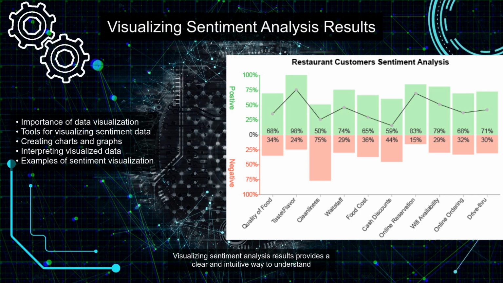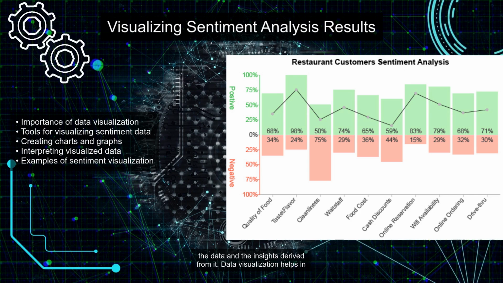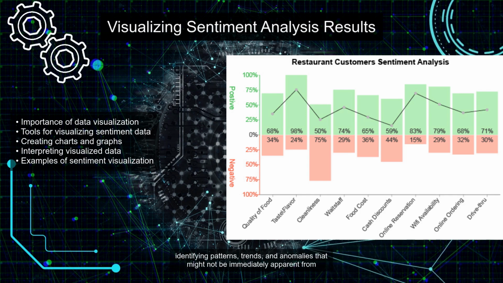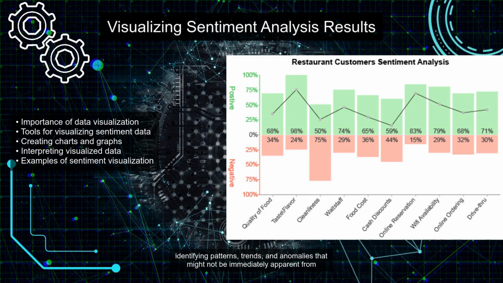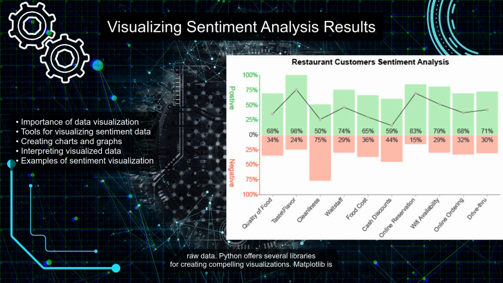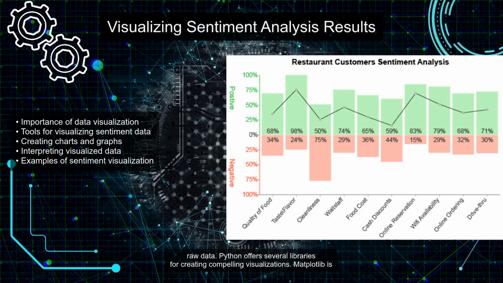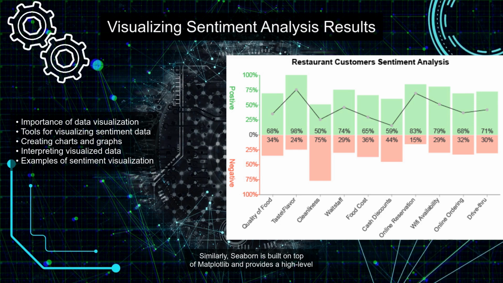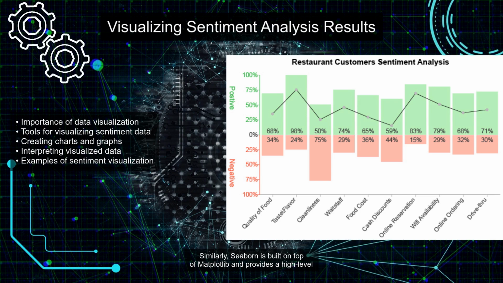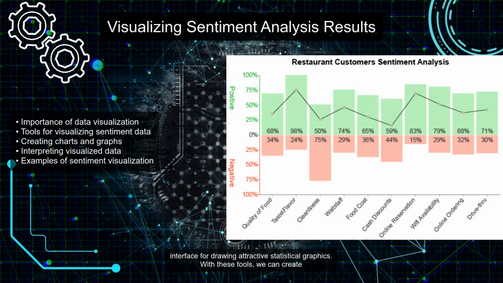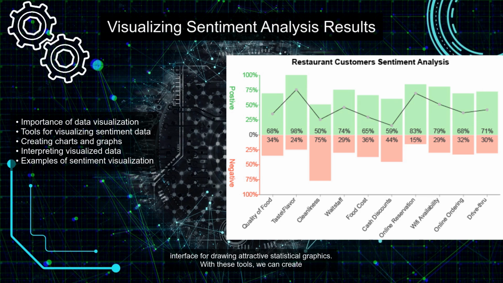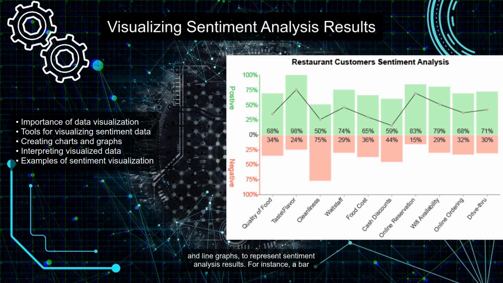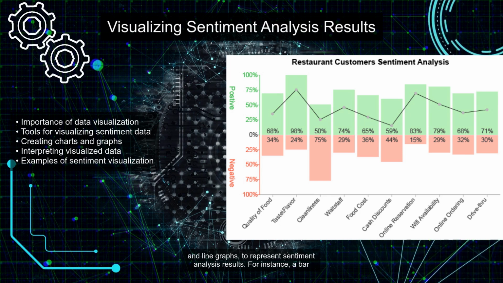Visualizing sentiment analysis results provides a clear and intuitive way to understand the data and the insights derived from it. Data visualization helps in identifying patterns, trends, and anomalies that might not be immediately apparent from raw data. Python offers several libraries for creating compelling visualizations. Matplotlib is a widely used library for creating static, interactive, and animated visualizations in Python. Similarly, Seaborn is built on top of Matplotlib and provides a high-level interface for drawing attractive statistical graphics. With these tools, we can create various types of charts and graphs, such as bar charts, pie charts, and line graphs, to represent sentiment analysis results.